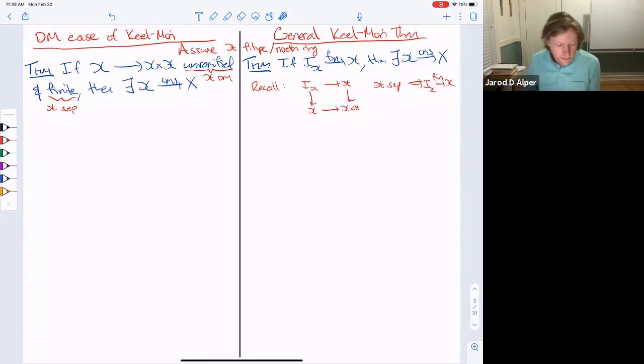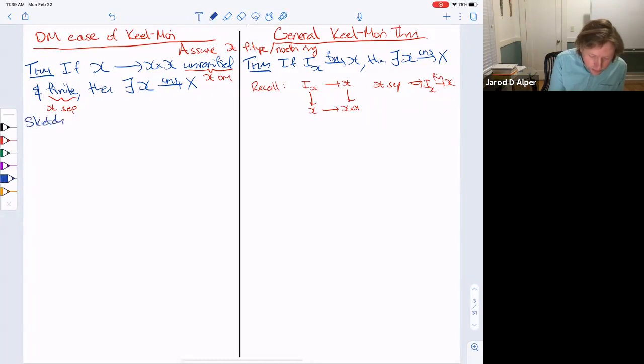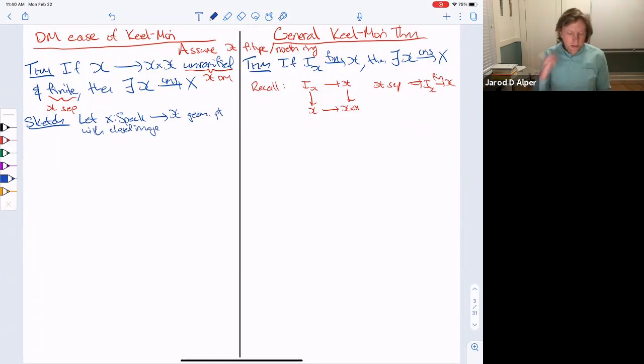Okay, so to summarize our proof, let me give a sketch of the argument, consisting of several components. I'm going to start with, let X be a geometric point with closed image. And so K is algebraically closed. What we're trying to show is that there's an open substack around this point that admits a coarse moduli space, and then we glue them all together.